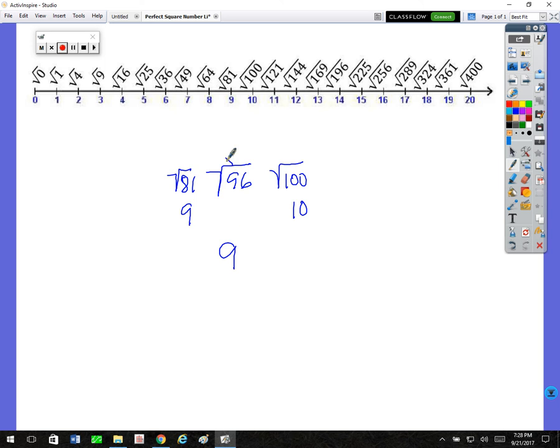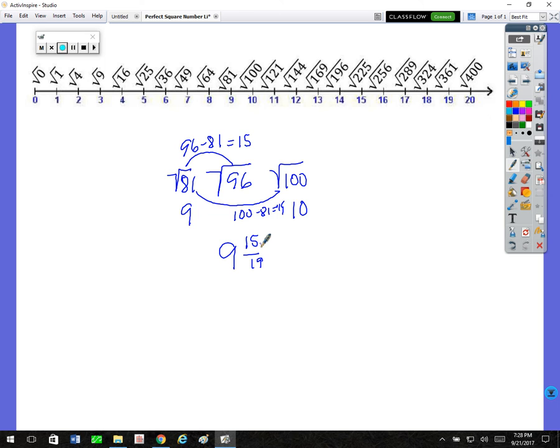Remember, we're going to subtract these two. So it's 96 minus 81, which is 15. So that's my numerator. And 100 minus 81 is 19. Okay, so I'm looking here.